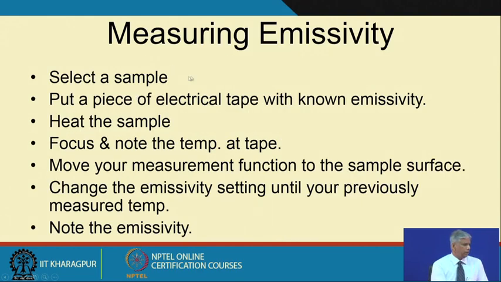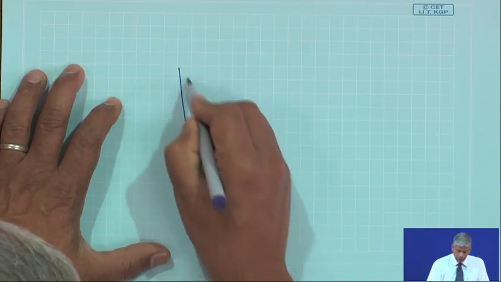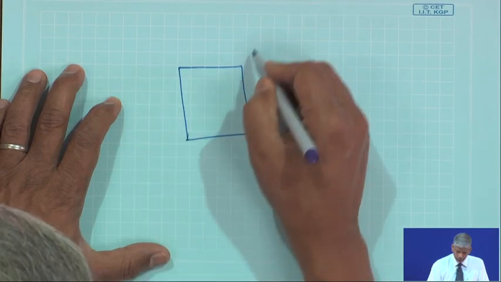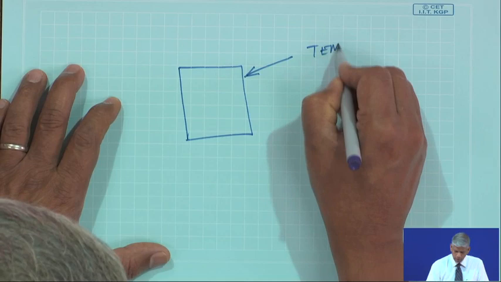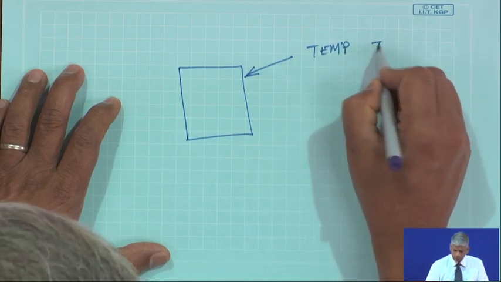And measuring emissivity: select a sample, put a piece of electrical tape with known emissivity, then heat the sample, focus and note the temperature of the tape, and move your measurement function to the sample surface, change the emissivity and note the emissivity. This is a very simple way to do it. I will explain how. I will have a surface, okay, whose temperature is known to me, maybe by a thermocouple.